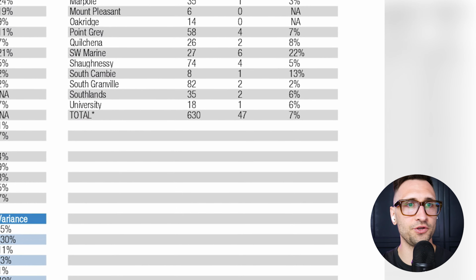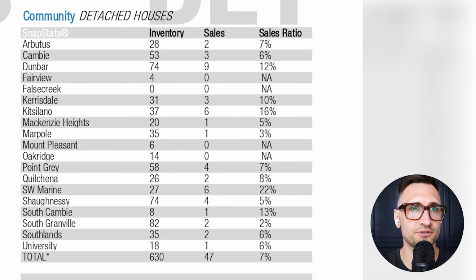Areas of opportunity. So on average, 7%, I mean, there's really opportunity in most of these places here. South Granville, two sales with 82 options at 2%. That's an area I would focus in on. And Marpole, 3%, which is one sale and 35 options. On the flip side, the only area that's doing well right now would be Southwest Marine. That's just in seller market conditions at 22%. Everything else across the board, essentially on Vancouver's west side, is very weak.